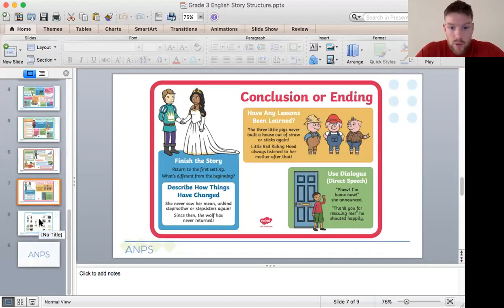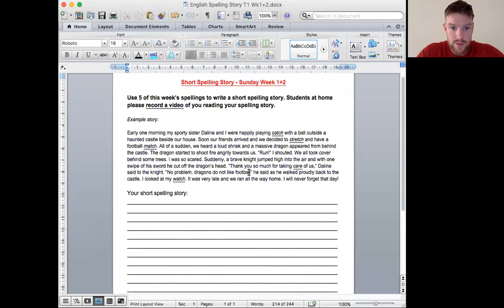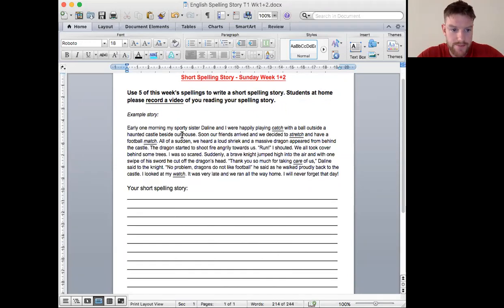And so let us have a look at our spelling story. So this is our worksheet, our spelling story. We need to use 5 of this week's spellings to write a short spelling story. And students at home are going to record a video of themselves reading their spelling story when they're finished. Here's an example story that I prepared earlier following those 5 steps.